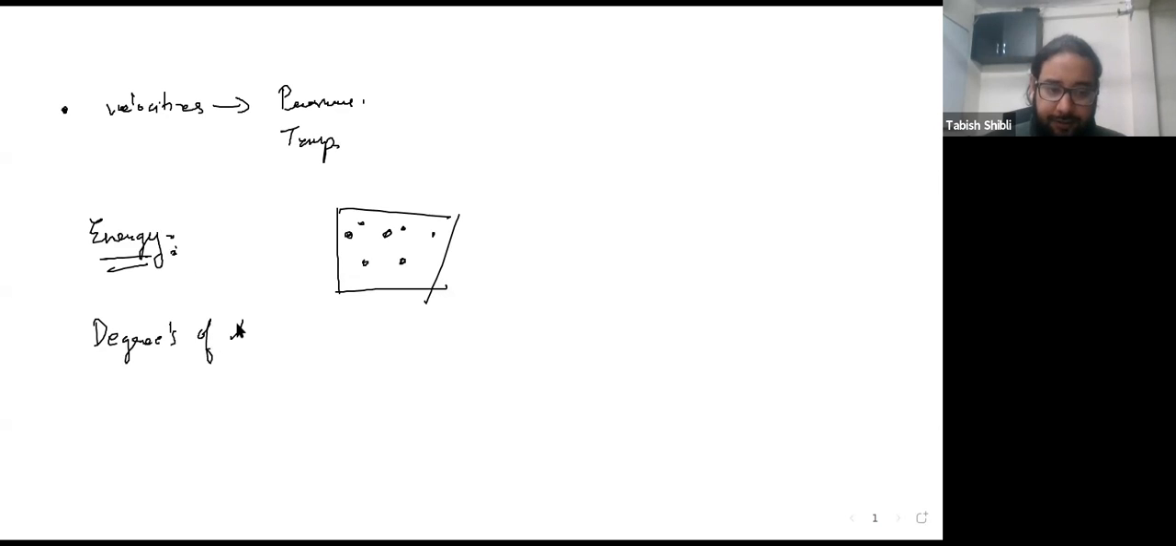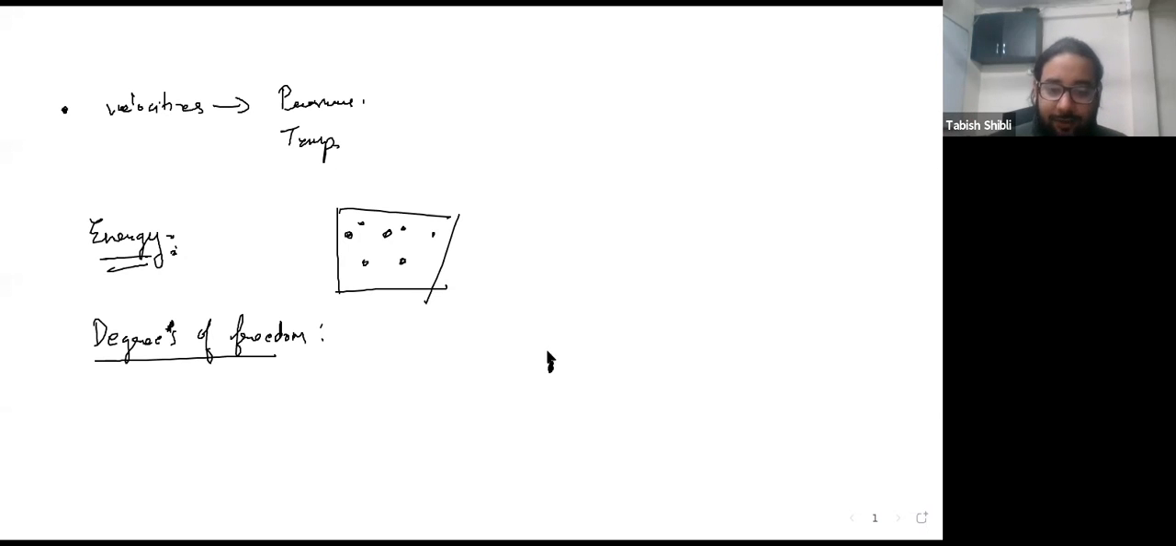Degrees of freedom. There's no apostrophe here. What do you mean by a degree of freedom? It essentially is just counting the number of actual variables there are. That is it. It's just counting the number of variables. For example, you have a molecule kept here. How many degrees of freedom does it have?